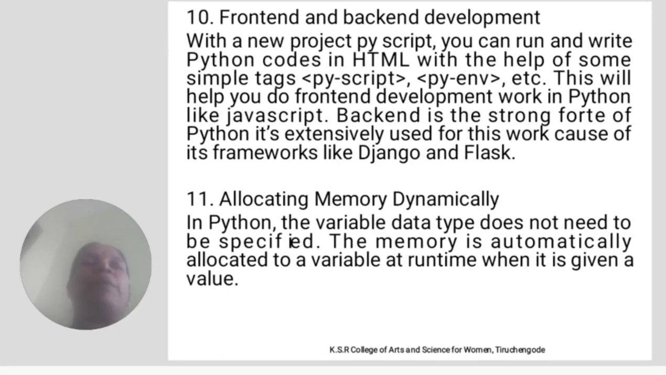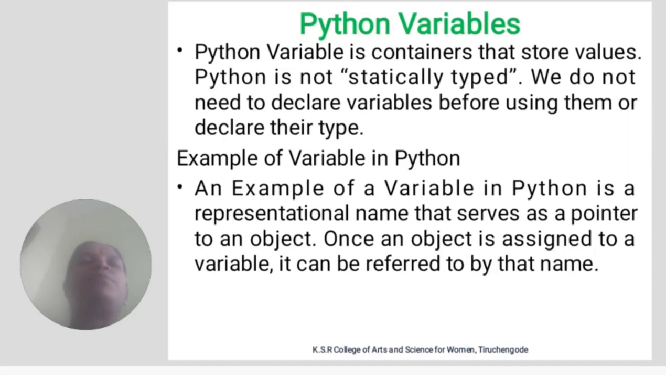Front end and back end development. With a new project, PyScript, you can write and run Python code in HTML with the help of some special tags like py-script, py-env, etc. Allocate memory dynamically. In Python, the variable data type does not need to be specified. The memory is automatically allotted to a variable at runtime when it is given a value.